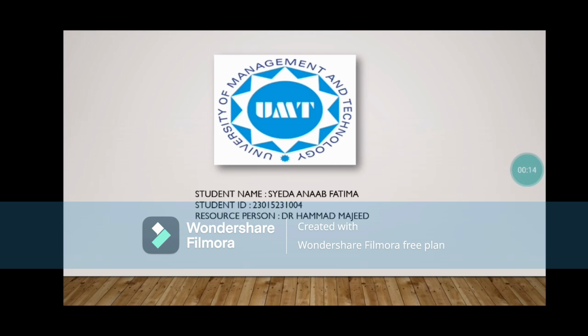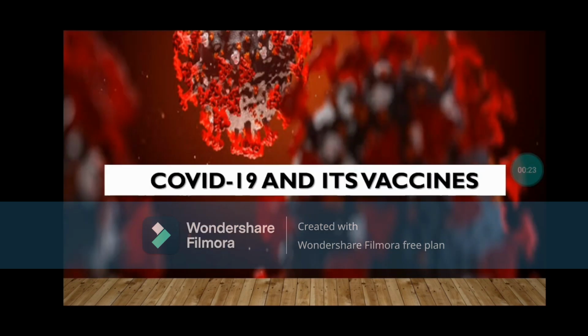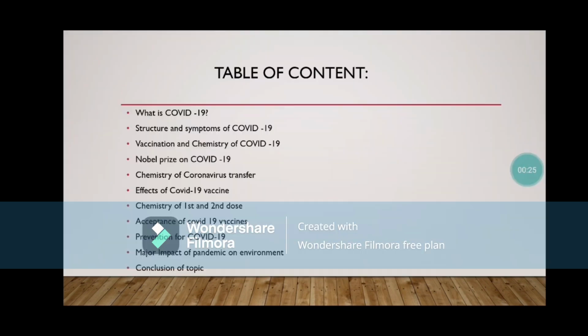Today I am going to present you all the most debatable topic since 2019. Any guesses? Yes, you all guessed it right. It is COVID-19 and its vaccines. Let's have a look at the table of content.